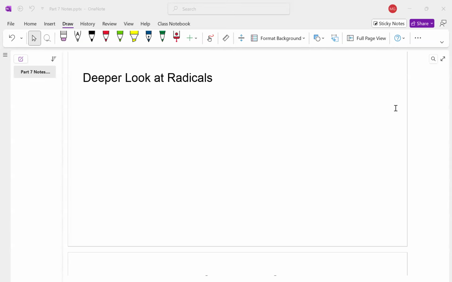So now that we've talked a little bit about alkyl halides, we're going to spend a little bit of time talking about how they are made. And in order to do this, we need to take a deeper look at radicals. Now, just a quick review.